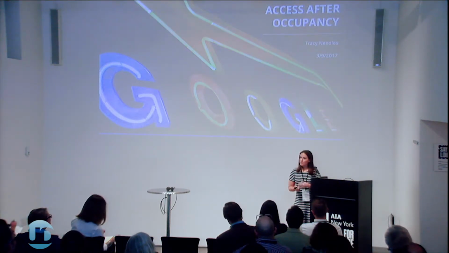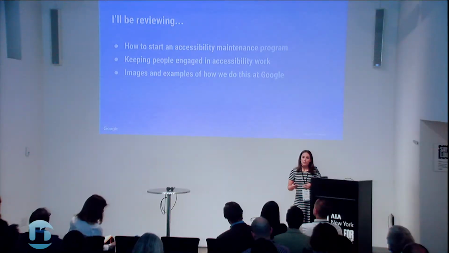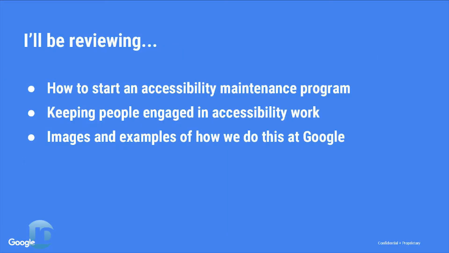And today I'm going to be talking about something a little different: accessibility in maintenance, after you already build and design a space. So what I'm going to talk about in a little more detail today is something called an accessibility maintenance program, and how we created it and how we keep it going throughout our building's life. And then also how to get people engaged in universal design and make sure that they stay engaged throughout the process, and some fun images and examples and best practices that we learned at Google.